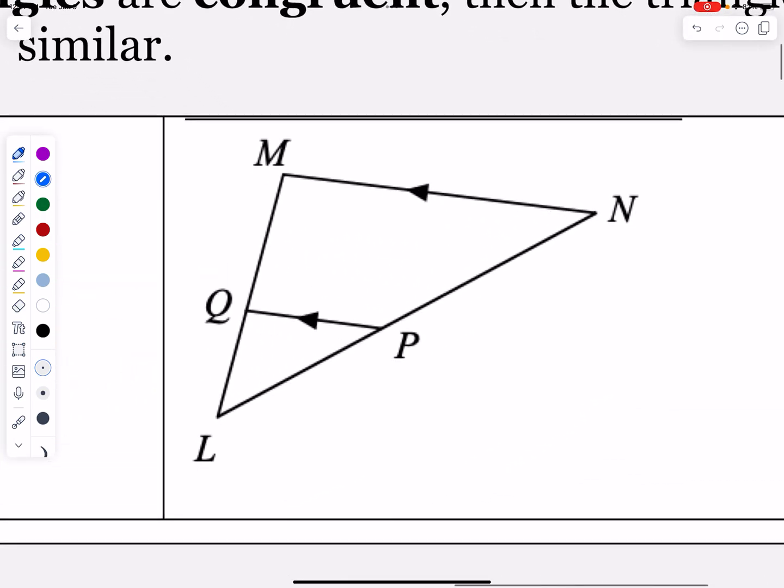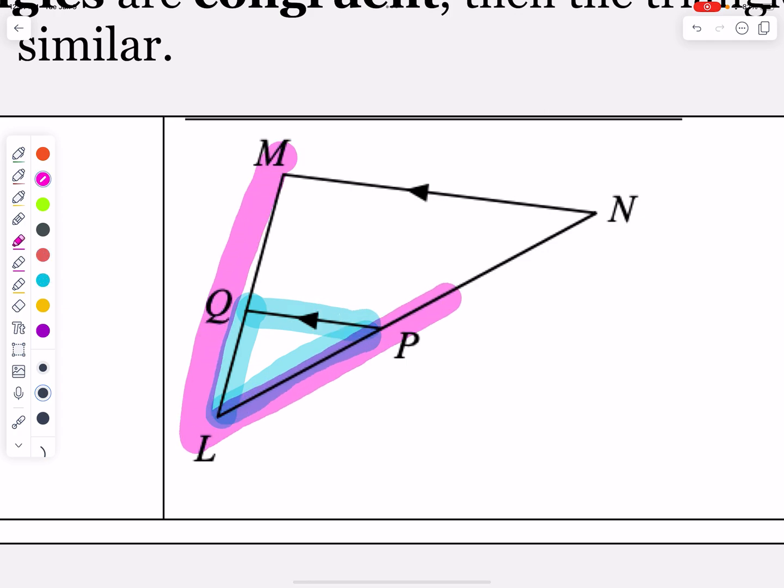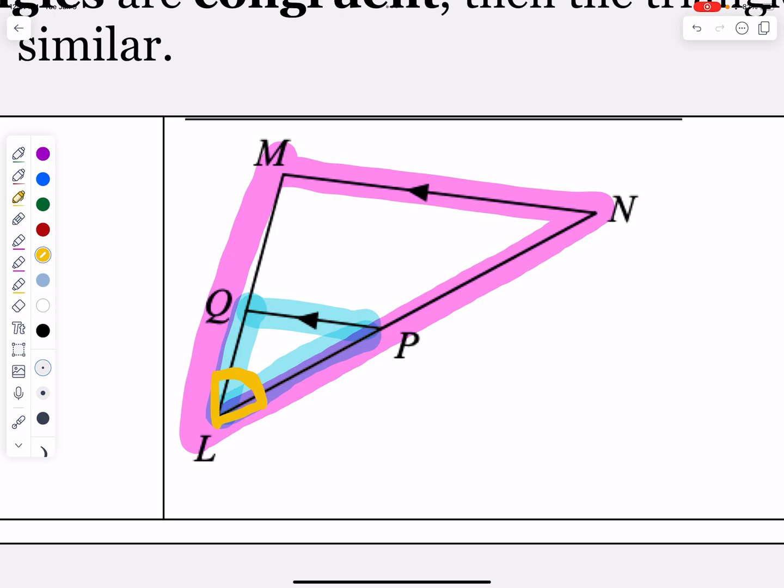Okay, on this one I see overlapping triangles, and I always want to pause because this is what my students tend to struggle with the most. We have this small blue triangle, and then we have this bigger pink triangle, and they're overlapping. We notice that they're overlapping at an angle. Angle L is included in both of these triangles, so we can add that.